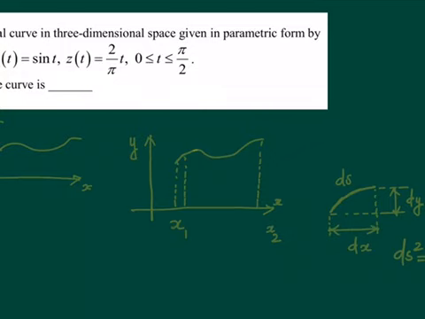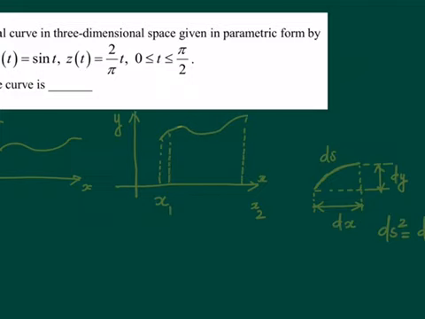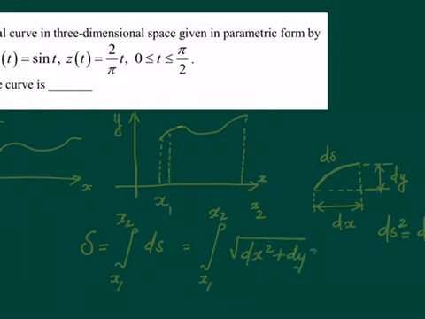Now, having computed that, let's go ahead and find the curve length from x1 to x2. How to calculate it? Let's say s is the total curve length, then it is the integral from x1 to x2 of ds, where ds is root of dx square plus dy square. Make sense?